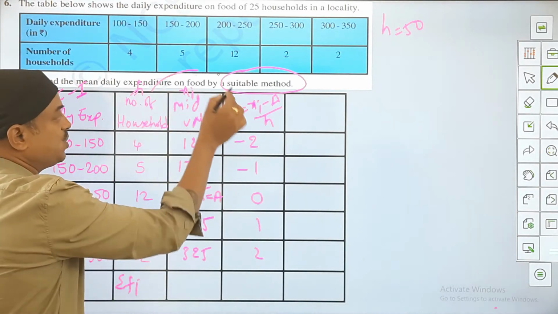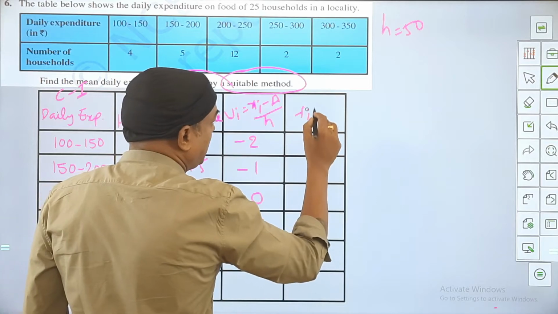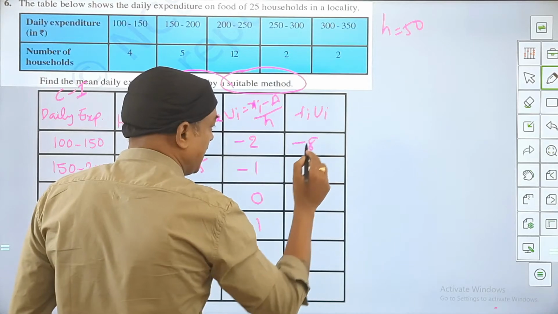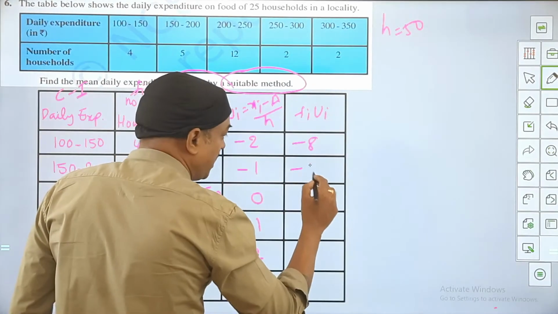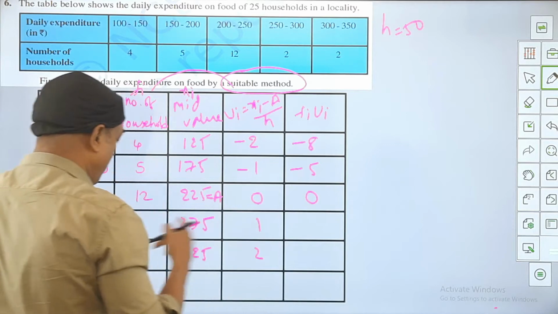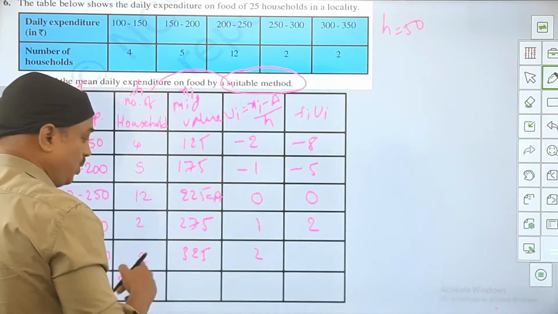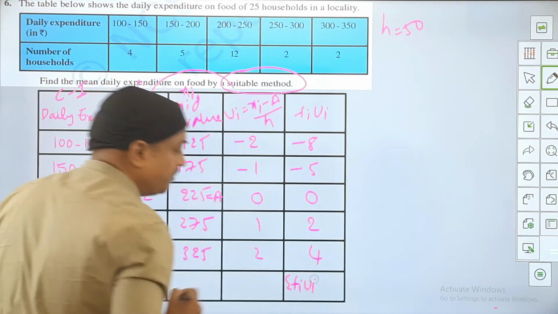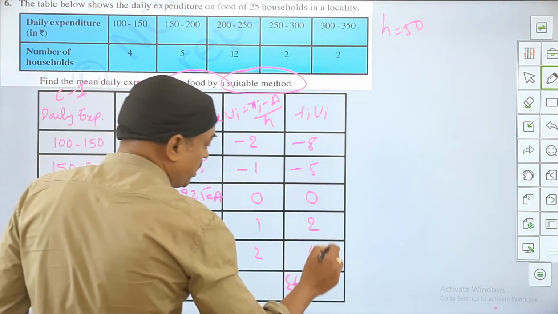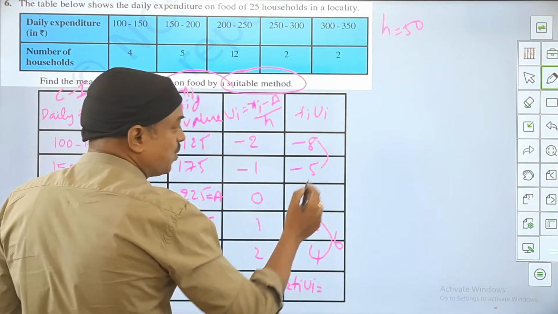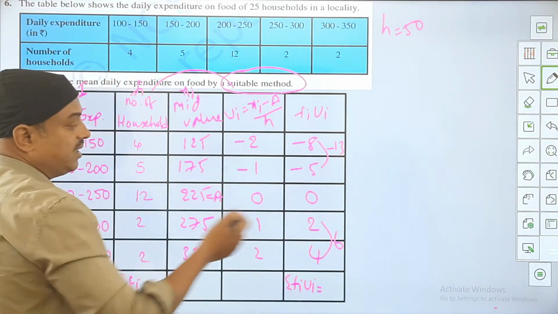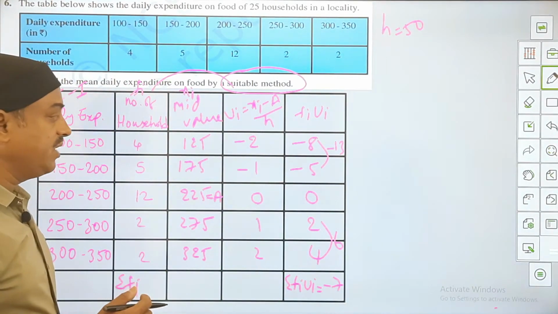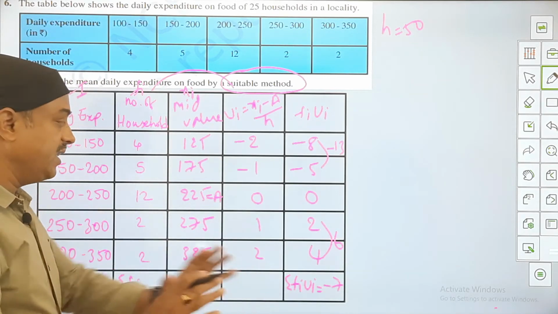Now multiply these two and then get the fi ui values. So this is going to be 4 into minus 2, which is minus 8. Then 5 into minus 1 is going to be minus 5. Then 0. 1 into 1 is 1, and 2 into 2 is how much? 4. And I'll get the summation of fi ui here. And what is the value? The two positive numbers add up to 6. And this is going to be minus 13. So minus 13 plus 6 is going to be how much? Minus 7. The value here can be positive or negative. That's fair enough. Anything is possible.